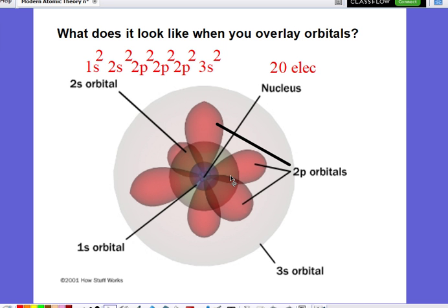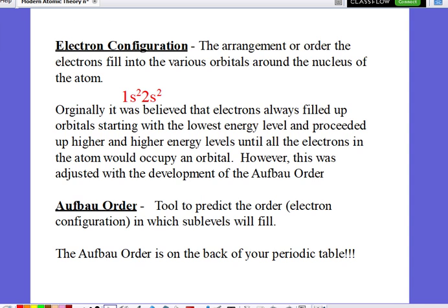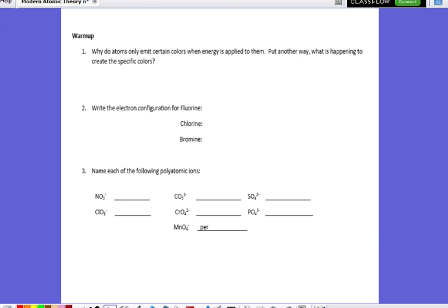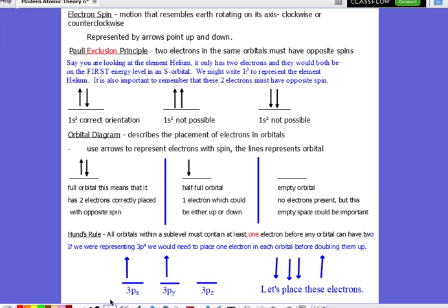But drawing these pictures is impossible by hand. So instead we use these little lines or boxes. So we're saying the 3p has 3 orbitals, and there's electrons in them. And there we go, there's the 4 electrons. They have to be 1, 2, 3.